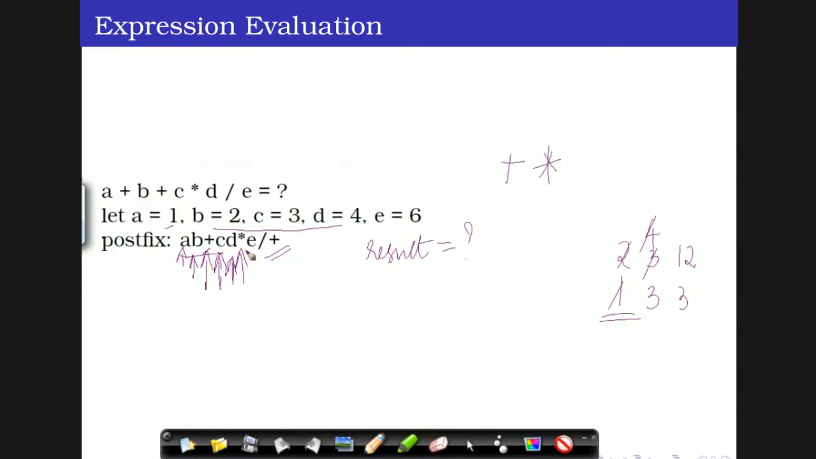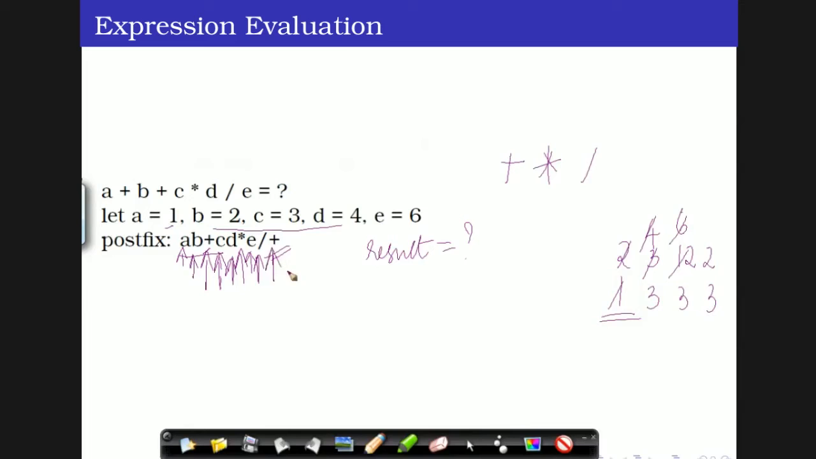And then after multiplication, what is the next element? That is E, nothing but 6. So 6 is again an operand. So what do we do with this operand? We will move it aside. Then comes division. Division is an operation, so we have to deal with it. So 6 and 12: 12 divided by 6 is 2. So these two will be divided, and we already have 3. After division, we have got 2. So 2 will be kept aside.